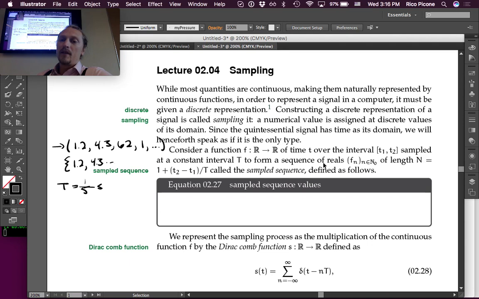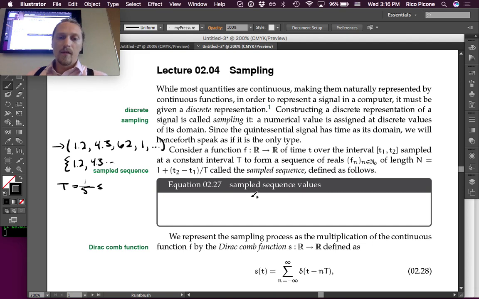So we have this sequence of real numbers of length n, which, since we already defined the time interval and our sampling interval, has to be related to those, and this is how it's related. It's the difference in the two ends, the beginning and end times, divided by the sample period, plus 1. That's that extra hanging one on the end that you have to get. Okay, so this sequence is called the sampled sequence, defined as follows.